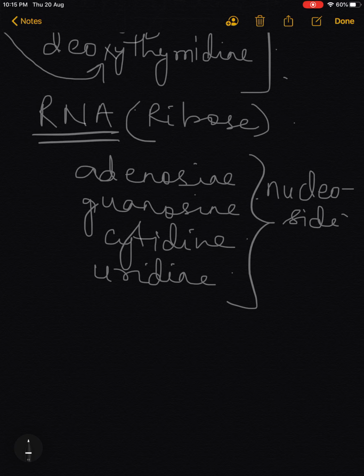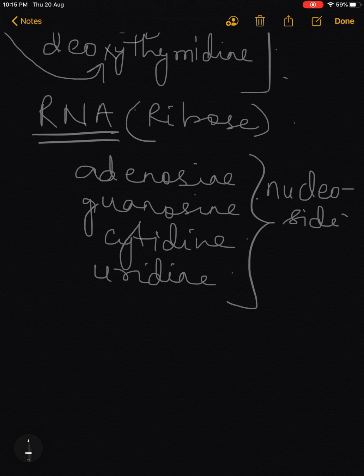Okay, I hope this is clear to all of you. Now children, purine nucleosides have a 1-9 nucleosidic linkage. That means carbon first position of the sugar and the 9th position of the base.